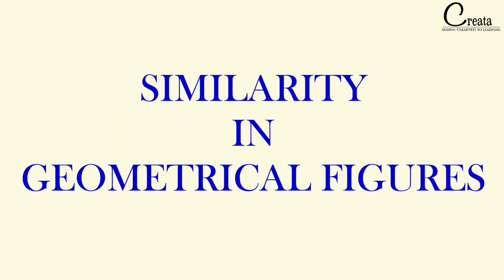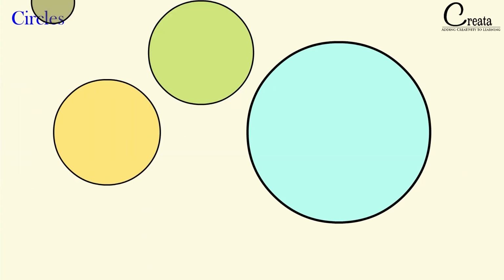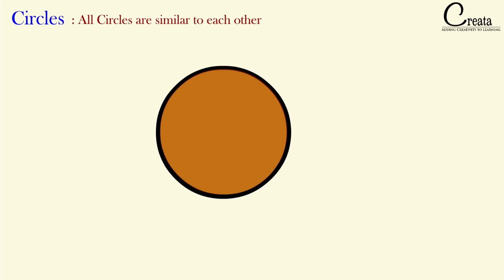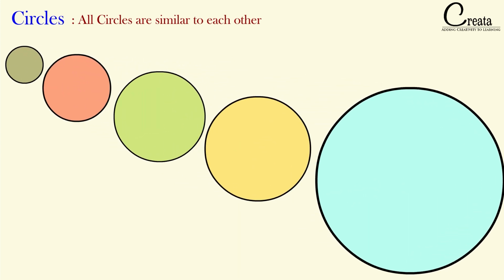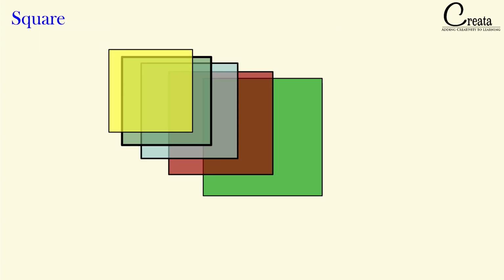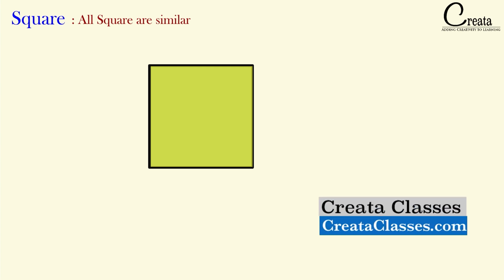Moving further, there are some geometrical figures which are always similar to each other. For example, if we take the circle, you can take any circle, larger circle, smaller circle, any radius. All these circles will be similar to each other. You can increase or decrease the size of all these circles, they will exactly match with each other. The other geometrical figure in the same category is the square. You can take any number of squares, big, small, any square, just decrease or increase the size, they will match each other. Means all squares have the same shape.